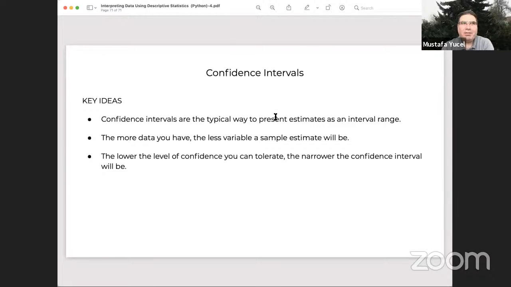If you have really big samples, if the sample size is big, you are more confident in your estimation. If sample sizes are smaller, you still estimate the average of your population, but since your sample is smaller, your confidence interval becomes a little bigger. The lower the level of confidence you tolerate, the narrower the confidence interval will be.